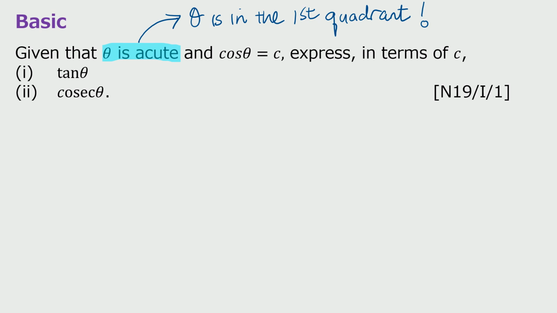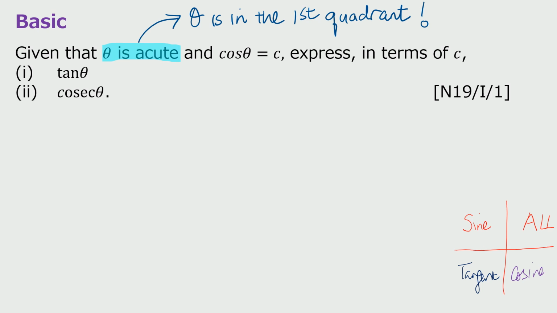Let's do a recap of your ASTC. A means that the values of the trigo ratios in the first quadrant, between 0 and 90, will be all positive. S means the sine ratio is positive if the angle theta is obtuse. T means the tangent ratio is positive when the angle theta is between 180 and 270. And C means the cosine ratio is positive when the angle theta is between 270 to 360. This is what we mean by ASTC.